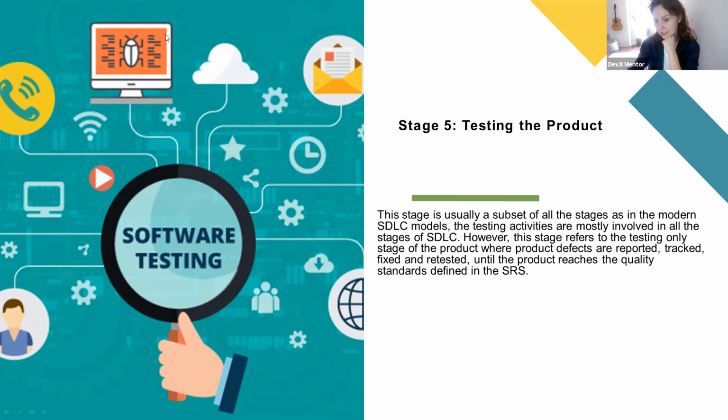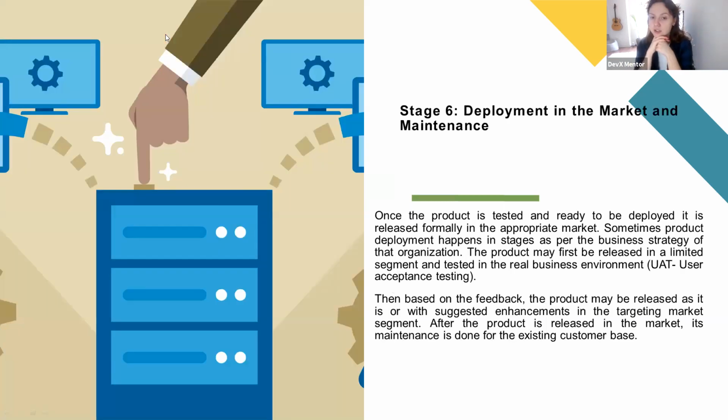Yeah, and so stage number 6 is deployment in the market and maintenance. Once the product is tested and ready to be deployed, it is released formally in the appropriate market. Sometimes product deployment happens in stages as per the business strategy of the organization. The product may first be released in a limited segment of the market, and tested in the real business environment.